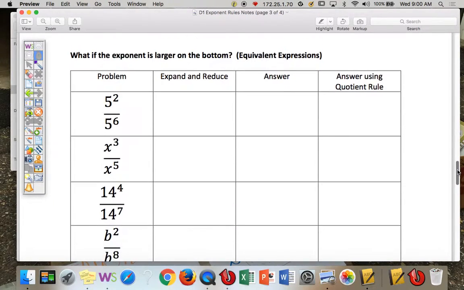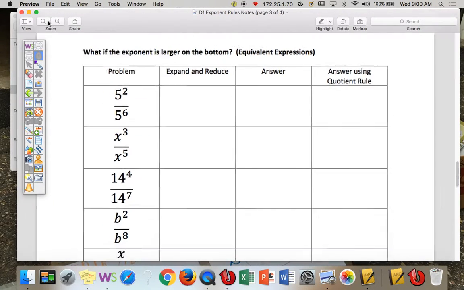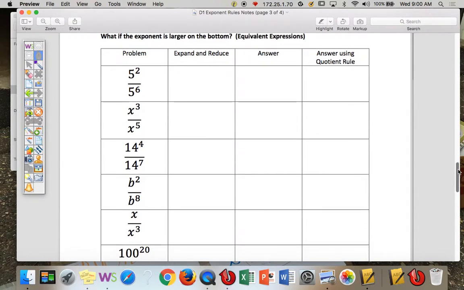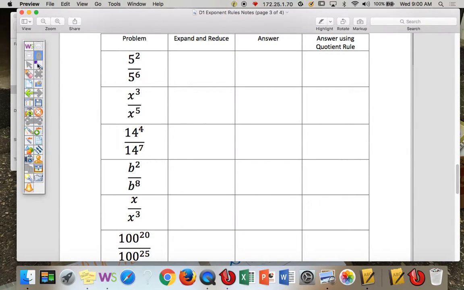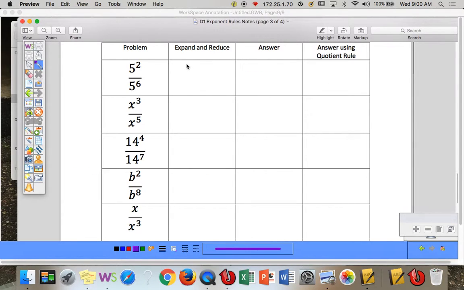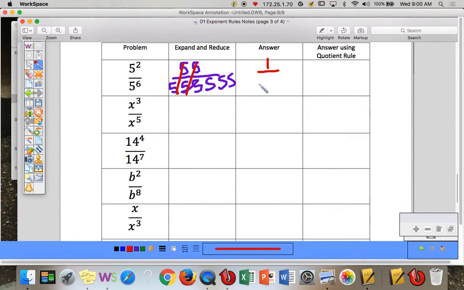Okay, so now we're going to fill in this table right here. I wonder if I can make this a little bit smaller. Okay, we can kind of fit this here. Okay, expand and reduce. So we have 2 5s on top, we have 6 5s on the bottom. Let's cancel some stuff here, and we get 1 over 5 to the 4th. But using the quotient rule where we subtract, this is 2 minus 6, which would be 5 to the negative 4th.